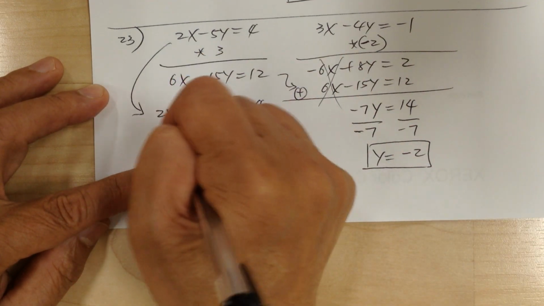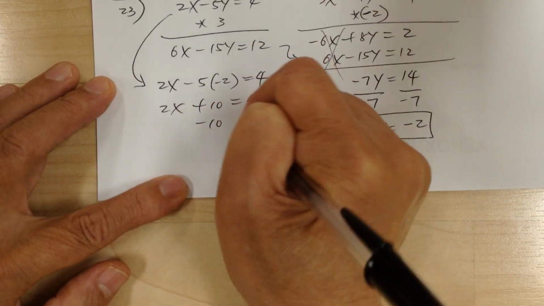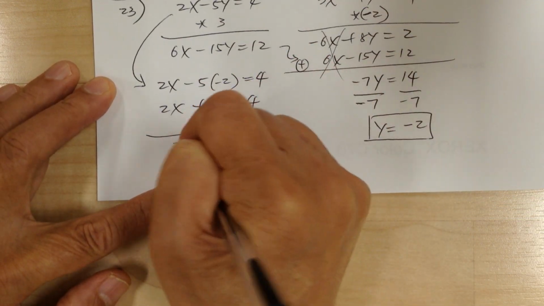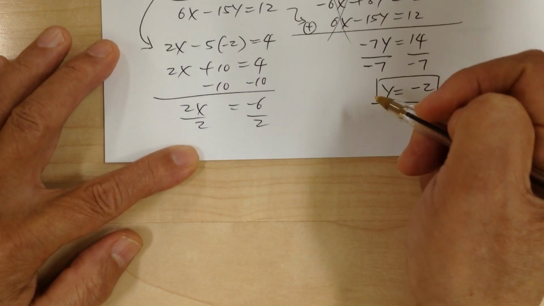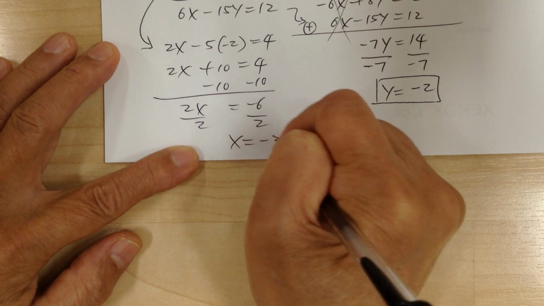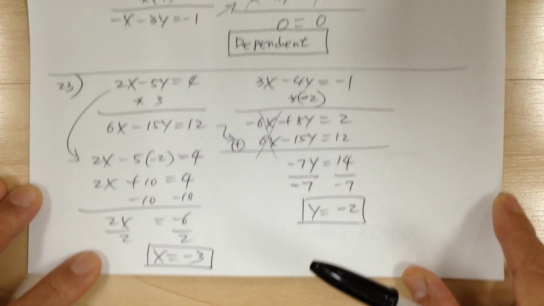So this would be 2x plus 10 equal to 4. So minus 10 on both sides. So you got 2x equal to negative 6. Divide by 2 on both sides. So you got x equal to negative 3.